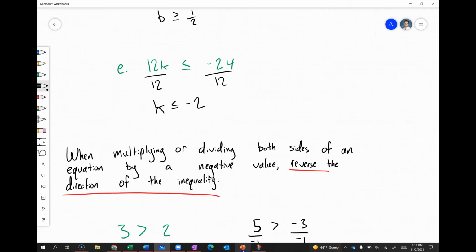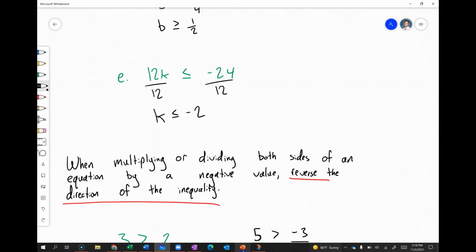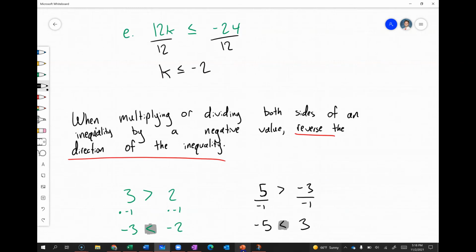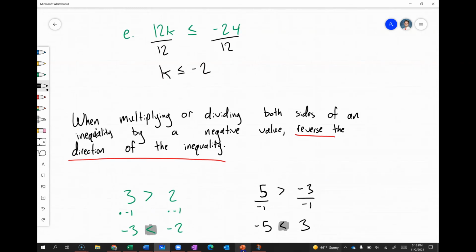All right, now an important note. When we multiply or divide both sides of an inequality by a negative value, then we need to reverse the direction of the inequality. Let me show you what I mean. Let's look at these two examples. 3 is greater than 2. This is something that we know to be true. Now, if we were to multiply both sides of that inequality by -1, that would give us -3. And if we didn't change anything, it would say -3 is greater than -2, which is not true, right?